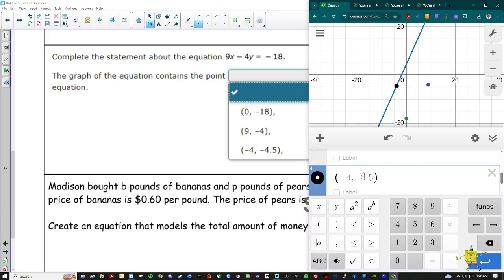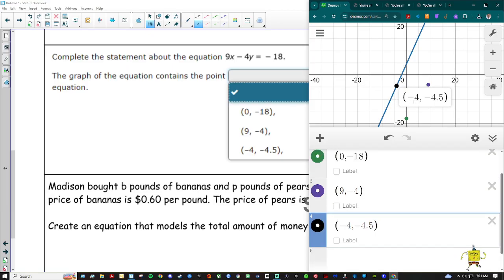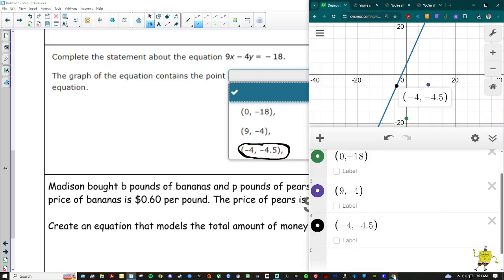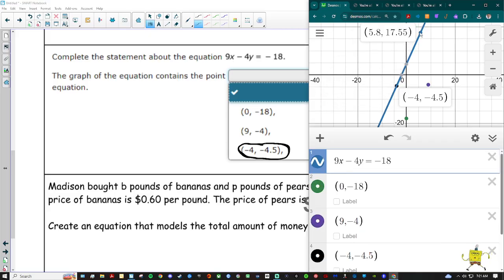And the only one that pops up onto my graph is negative 4, negative 4.5. The other 2 points are not on my line. And a line is made up of infinite points. So although this is the only answer in my selection, this is just one of the many possible solutions. Okay. This contains so many points, it could have been any of these points on the line.